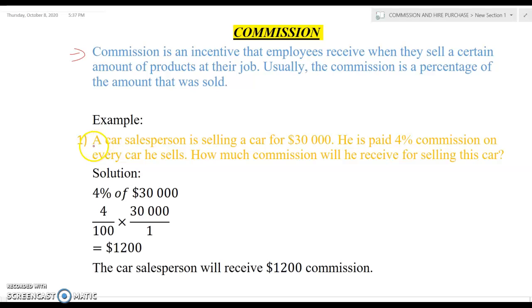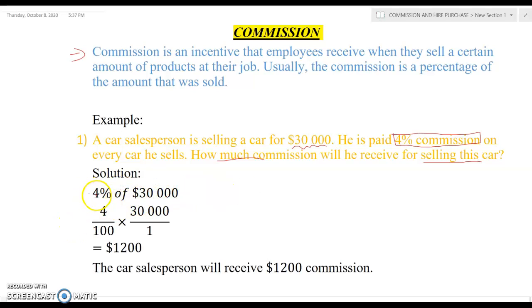A car salesperson is selling a car for $30,000. He is paid 4% commission for every car he sells. How much commission would he receive for selling this car? First of all, the car is $30,000. For every car that he sells, he receives 4% commission. That means we have to find 4% of 30,000, right?